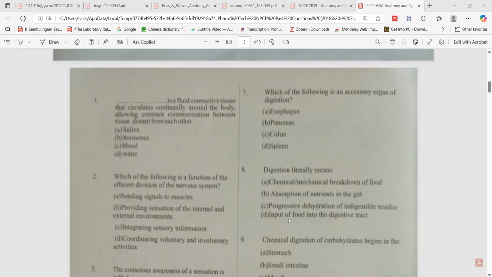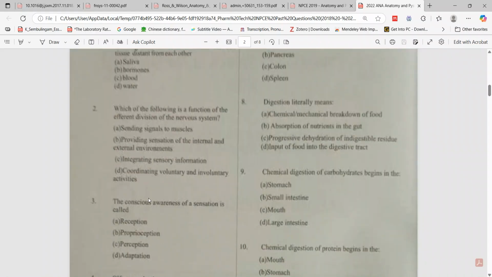Dash is a fluid connective tissue that circulates continually around the body, allowing consistent communication between tissue distant from each other. Saliva, hormone, blood, water. So what's our answer? Sir, blood. Blood, yes, excellent, blood.